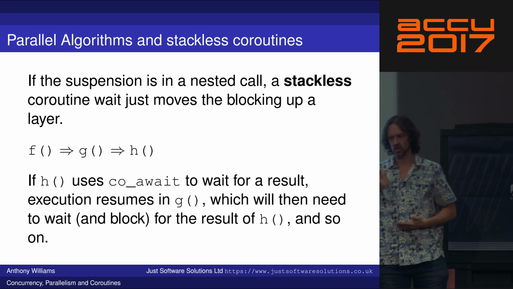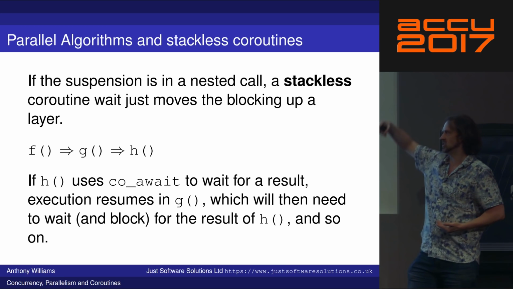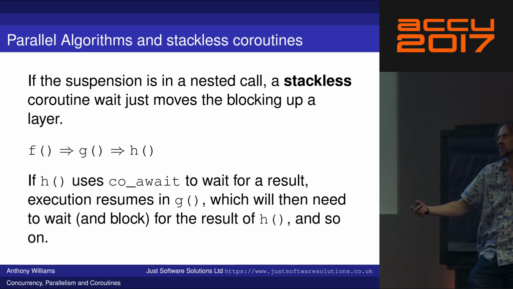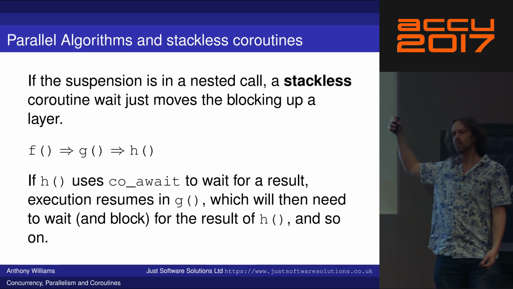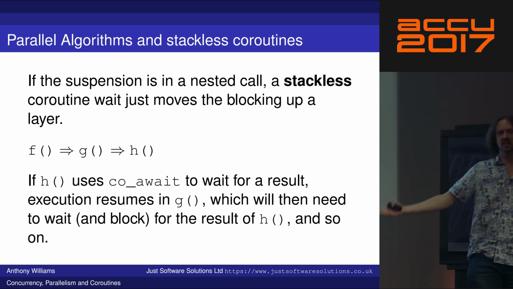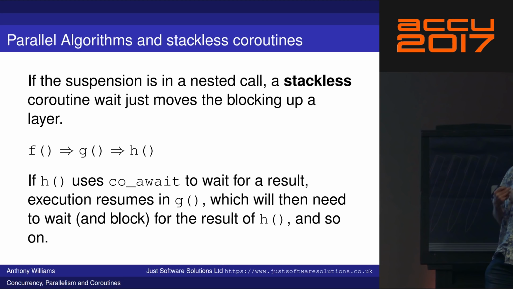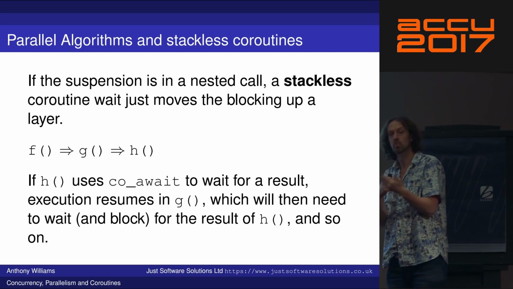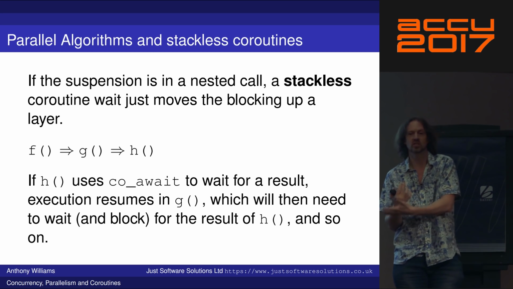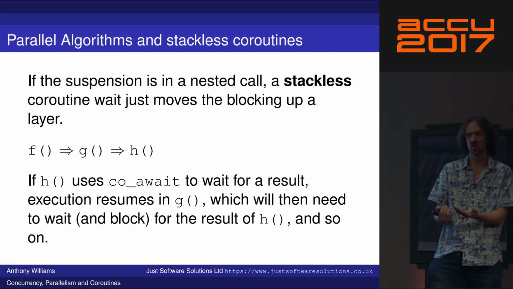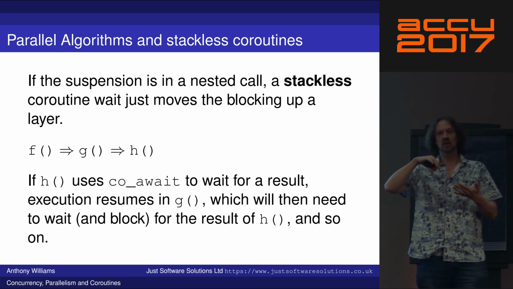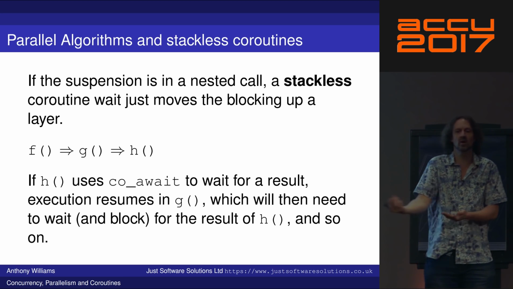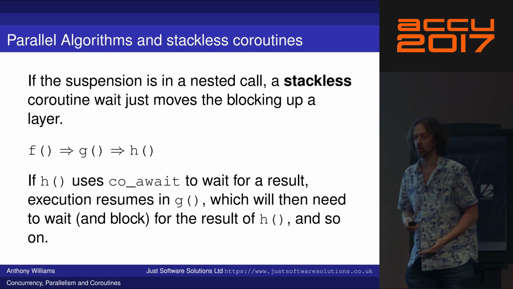Because if you're in a stackless coroutine, in a nested call, so we've got three functions, f calls g, calls h, calls something. H is then waiting for something, it uses co-await, it's a coroutine. So it waits for a result, but whilst it's waiting, it suspends and execution resumes in g, which was the outer caller. And g then, at some point, is presumably going to wait for the final result from h. But to do so, it would have to block, because if it did it immediately, then h isn't ready yet, which is why we suspended. So it would then block.